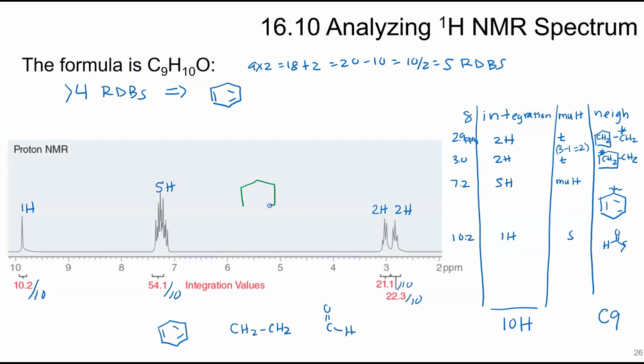So I have benzene. I can't put the aldehyde here because that would be the end of the molecule. Do the CH2s, and then I put the aldehyde on the end, and that's the structure there.